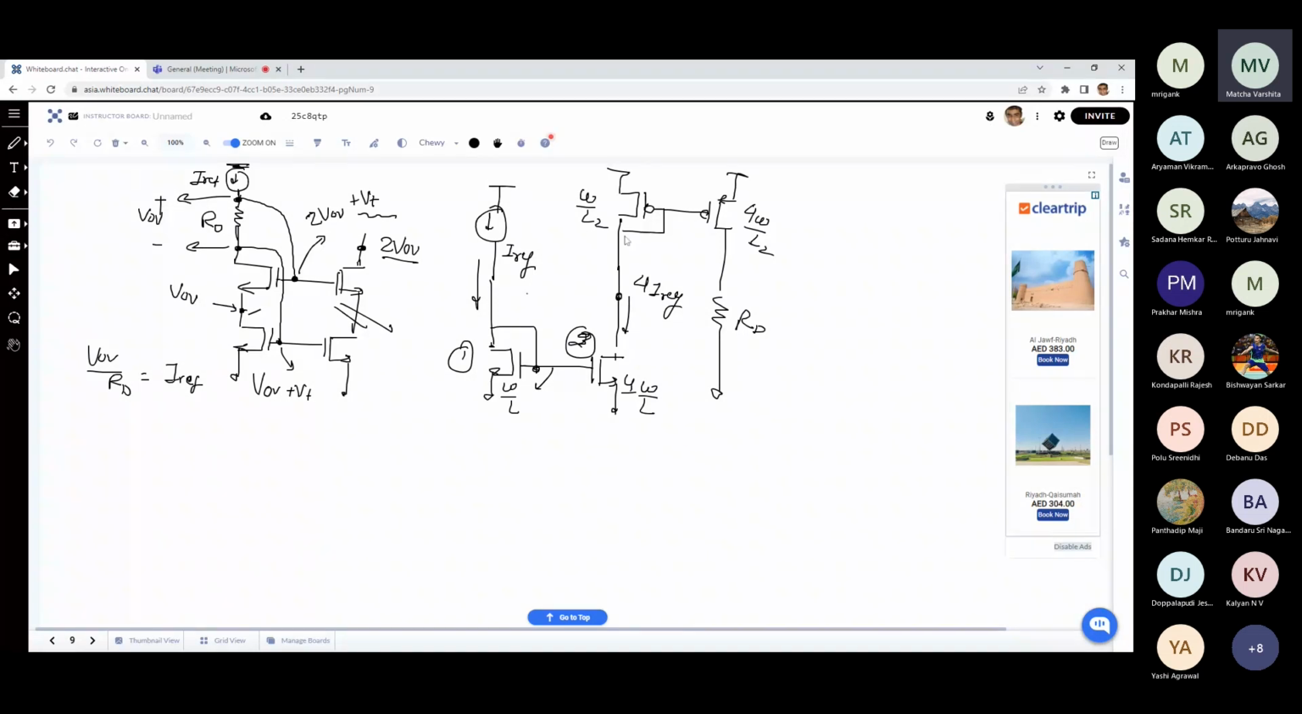And then you have another mirroring stage. So now you are taking this 4 IREF, and again 4 times over here, you are going to get 16 IREF over here. So current steering means ultimately you are folding the direction of the current. Here, this is sinking the current, and then this source is supplying the current. So in many circuits, you will need bias for both sinking as well as supplying.